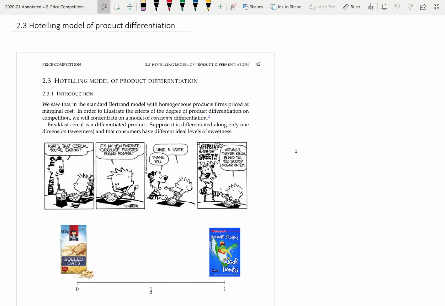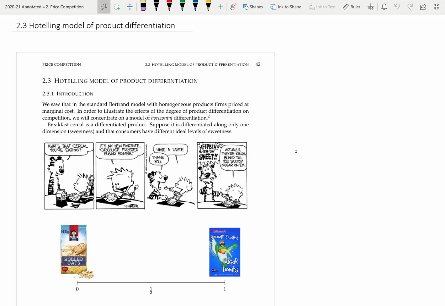We saw in the standard Bertrand model, where products were homogeneous, that firms priced at marginal cost in equilibrium. We saw in the shopping cost model that when we introduced product differentiation in the form of differing locations, prices could be above marginal cost.